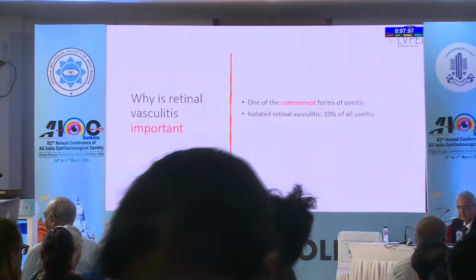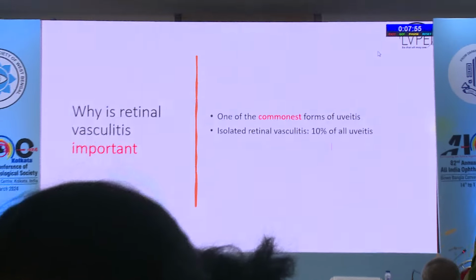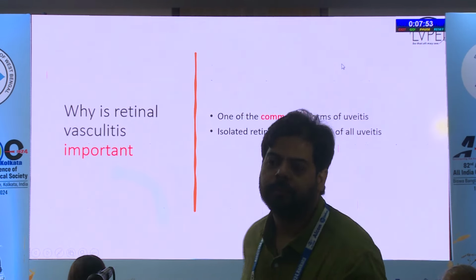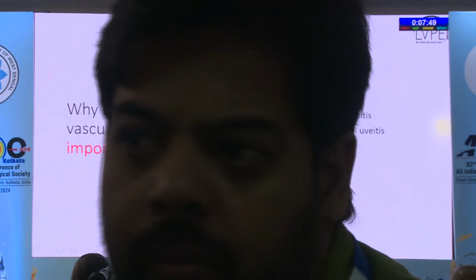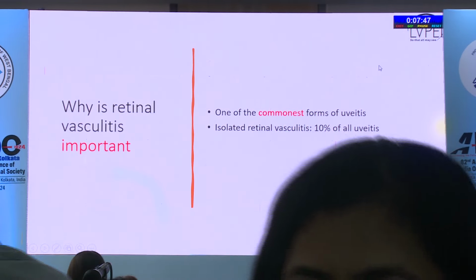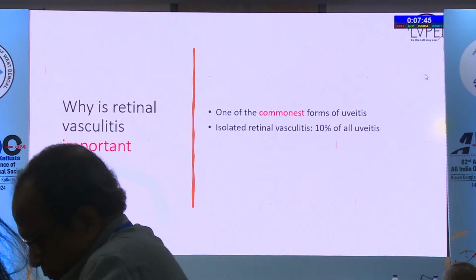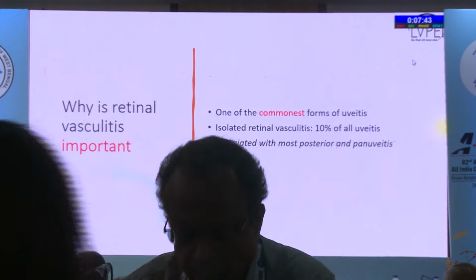So, why is retinal vasculitis so important? It's one of the commonest forms of uveitis. Up to 10% of all uveitis that we see in our clinics are primary retinal vasculitis, and a substantial number of other uveitis entities also have a secondary retinal vasculitis. So, it's a very common entity.